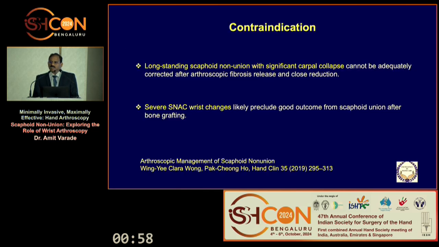So there are some contraindications to this procedure. In long standing scaphoid non-union with significant carpal collapse, we cannot do it. In severe SNAC wrist changes, likely to preclude a good outcome, so better to avoid it.